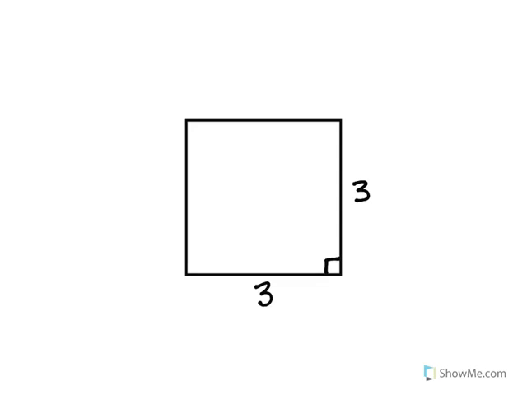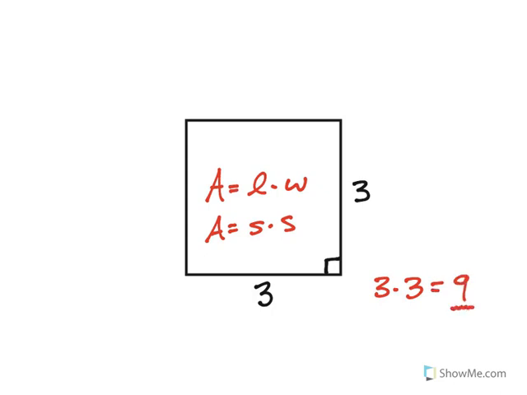A square is simply a rectangle. So the area is length times width. Sometimes people talk about side times side, but basically we take 3 times 3 and we get 9. Now, since 9 is the product of multiplying two identical numbers, 9 is what we call a perfect square.